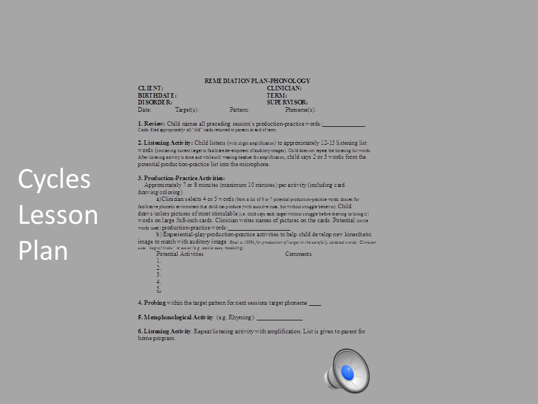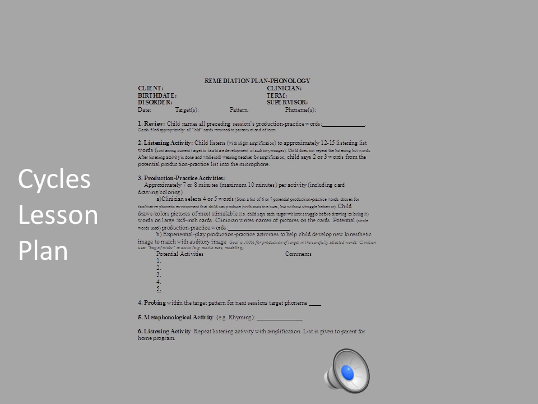Remember, periodically you would stop somewhere in your session and maybe do some play-based therapy to see if any of these phonological processes are being remediated, if any of the sounds are starting to show up in the child's connected conversational speech.